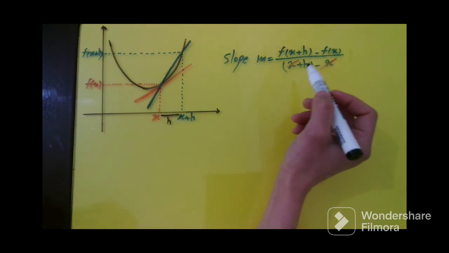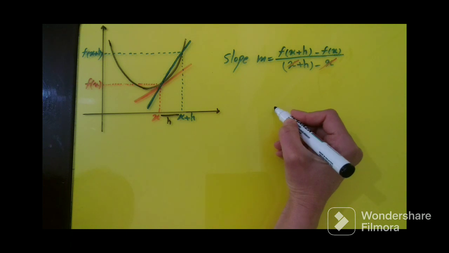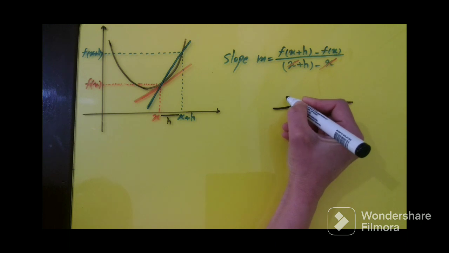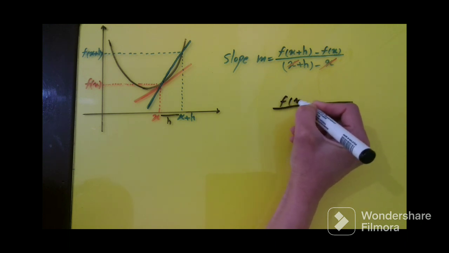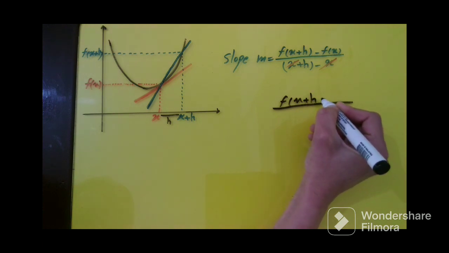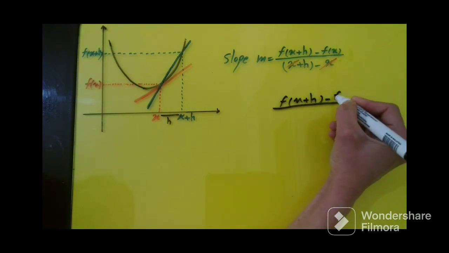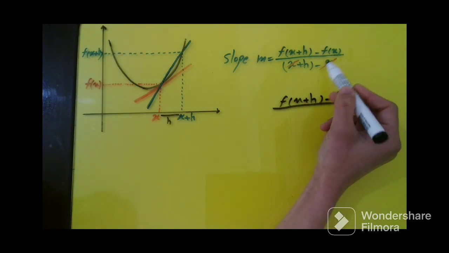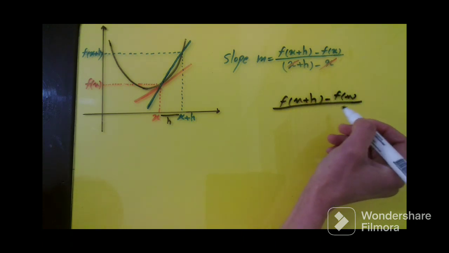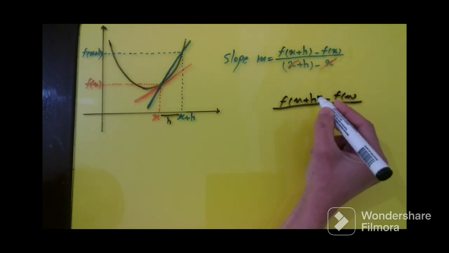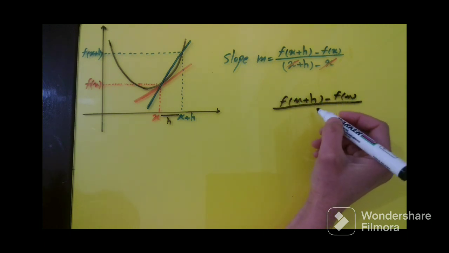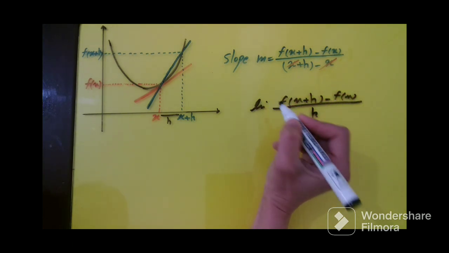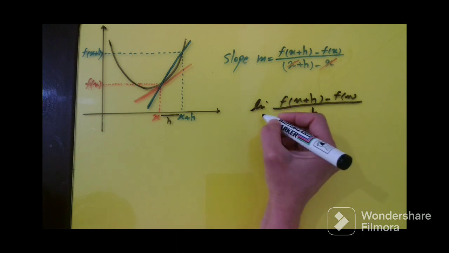So I rewrite this formula: f of x plus h minus f of x. We can cross this out, so for up this part and for down just h, and put the limit here. Now h approaches 0.